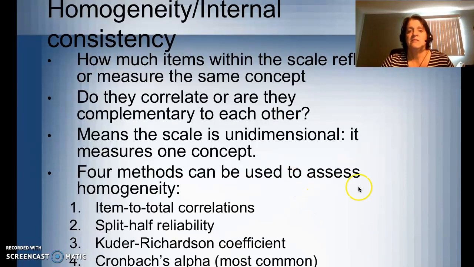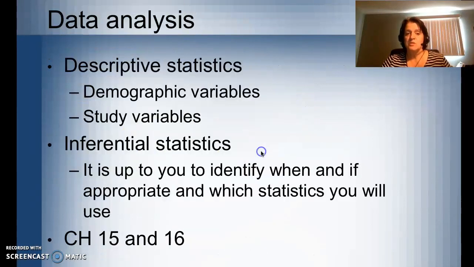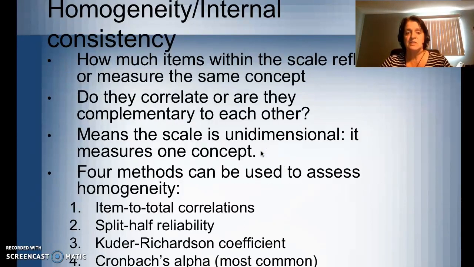So, internal consistency, here's a quick review. How well the items on the scale reflect the total concept. Are they correlational or complementary? In other words, you're looking for a unidimensional scale, a scale that measures one thing and only that one thing. And those are the 4 methods. The Cronbach's alpha being the most common, you've seen that in many of your studies.